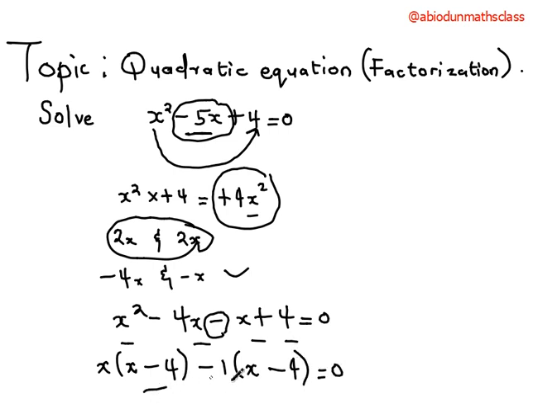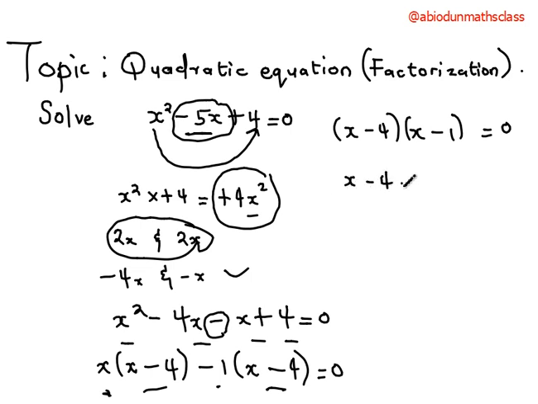Now in this case, we have what we call a common bracket. So you bring the common bracket out, x minus 4. After bringing the common bracket x minus 4 out, for the first one we are left with x. For the second we are left with minus 1, equals 0. So that means we have it as x minus 4, x minus 1 equals 0.